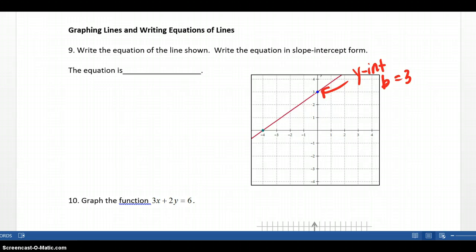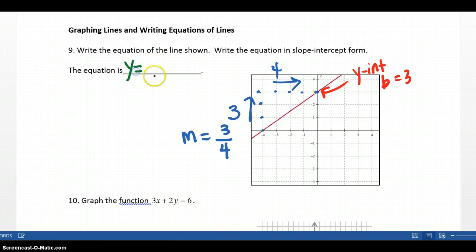Now we need to look at our slope. So we're going to see how many rise over run steps we're going to take. We're going to go up 1, 2, 3, and over 1, 2, 3, 4. So our slope is up 3 over 4. Using our slope and y-intercept, we can write the equation of our line as y equals 3/4x plus 3.